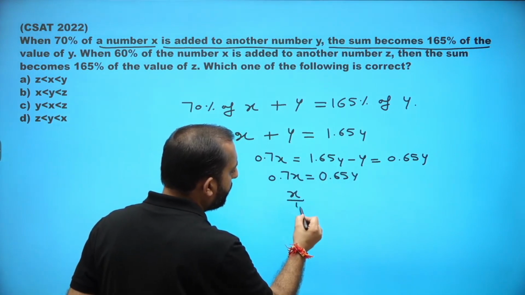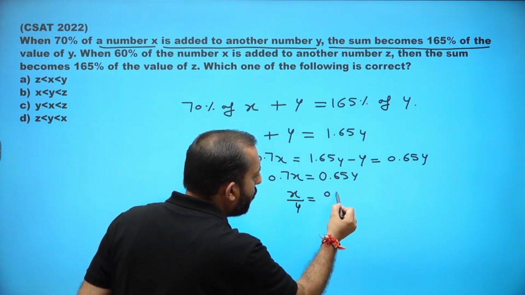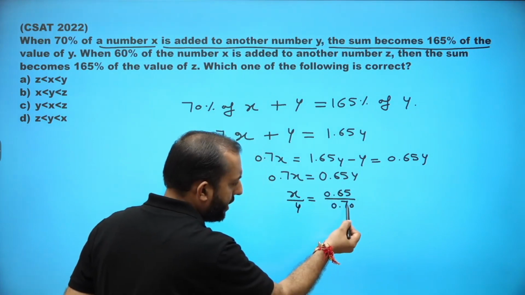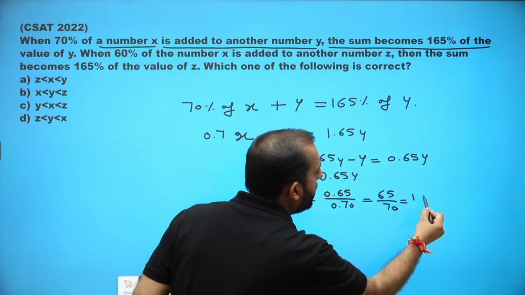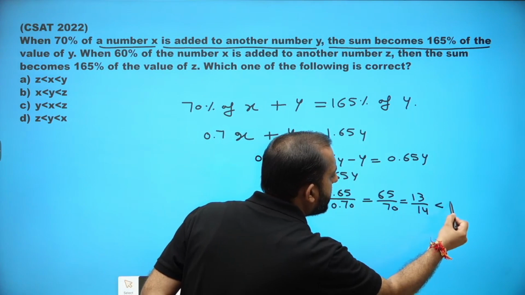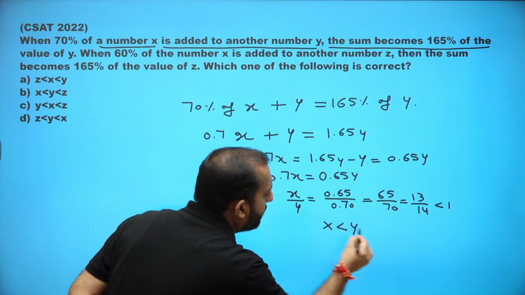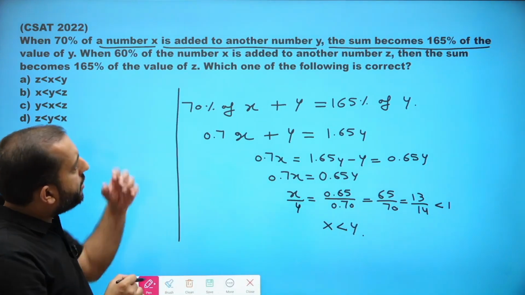So x upon y comes out to be equal to 0.65 upon 0.70, we can write it. So it becomes 65 upon 70, so 13 upon 14, which is less than 1, which means x is less than y. Okay, now let's move on to the next statement.